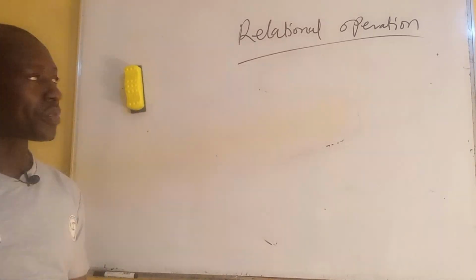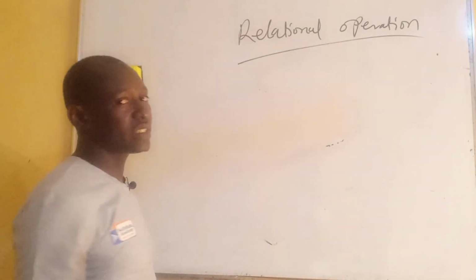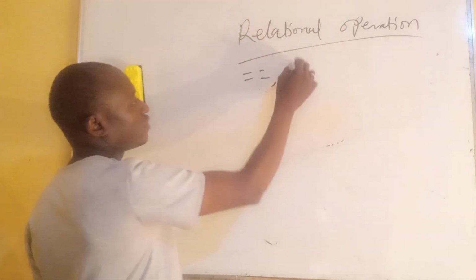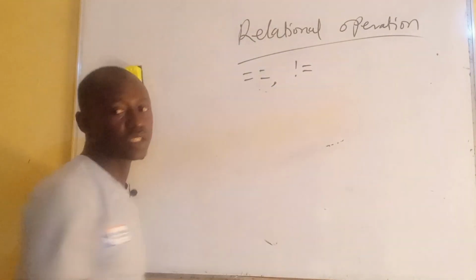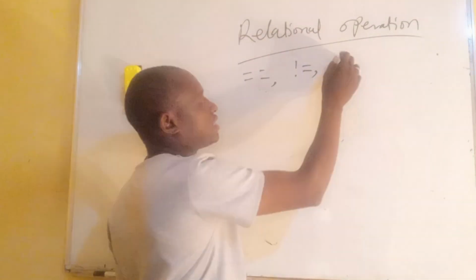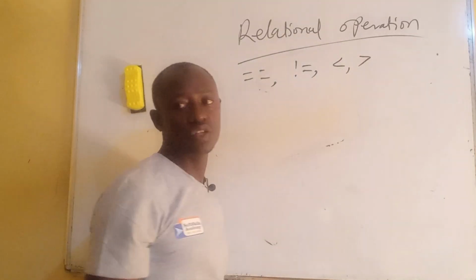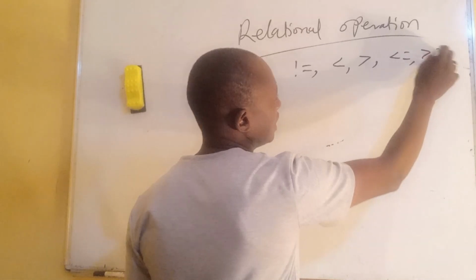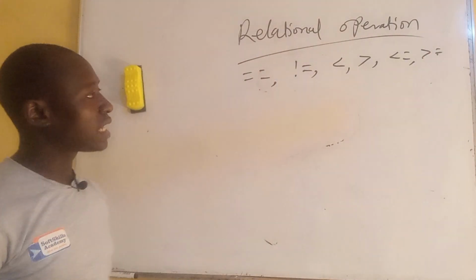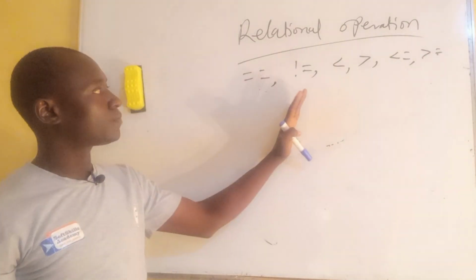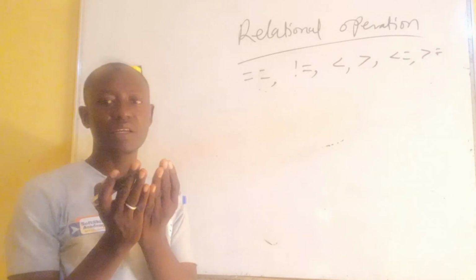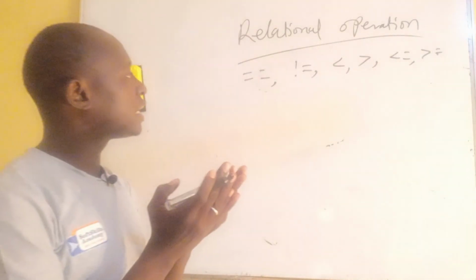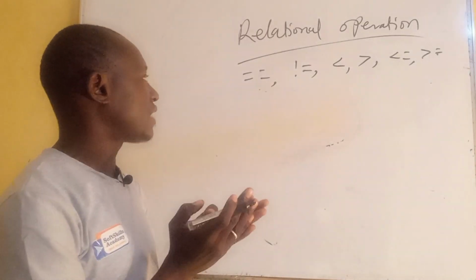Here in relations operations, we have equality sign. We have this double equality sign. We have not equals to. We have less than. We have greater than. We have less than or equals to. We have greater than or equals to. That's it. So this is used to compare a given variable, or it's used to compare given identifiers.